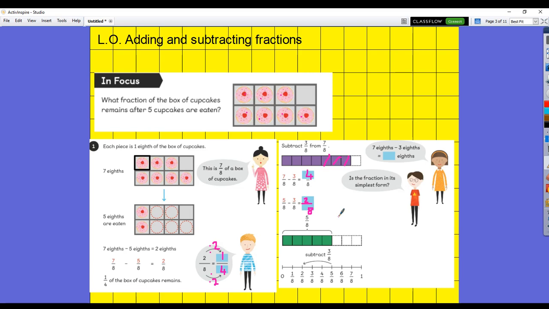Okay, so if we showed this on a number line, we can have our 5/8, starting on our 5/8, subtract 3/8, 1, 2, 3, and we're going to end up on 2/8. If we have a look at 4/8 here, can this be simplified any further? Well, yes, it can, because 4 and 8 are both in the 4 times table. So if I did 4 divided by 4, and 4 divided by 4, because whatever you do to the top, you do to the bottom, it is going to equal 1/2.